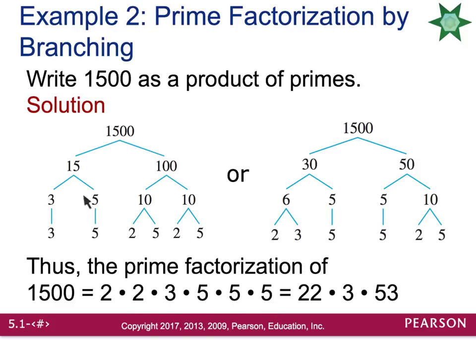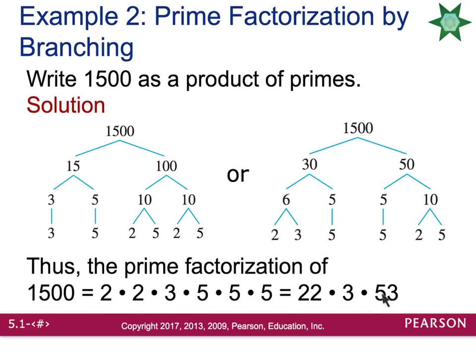See, we have 3 5s and 2 2s and 1 3. Okay, or we could do it this way with 30 times 50 and break that out into 30 times 6 times 5, and then break the 6 into 2 times 3, and then the 50 is 5 times 10, and break the 10 into 2 times 5. So we're creating what we call a factor tree, and we stop when we get prime numbers and just circle them. So those leaves are our factors.